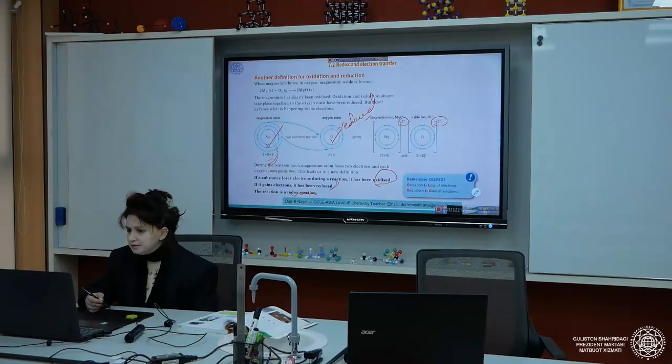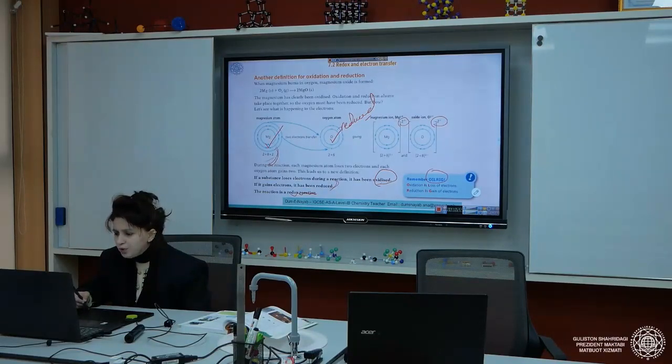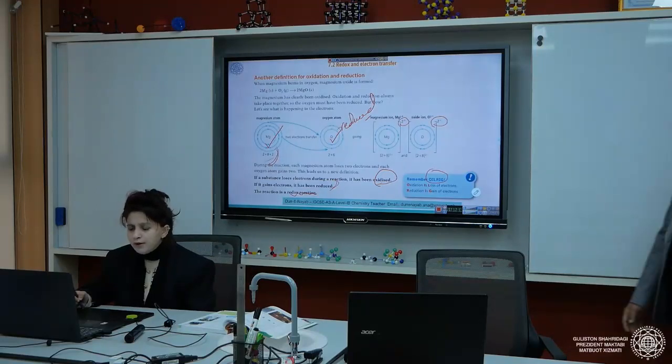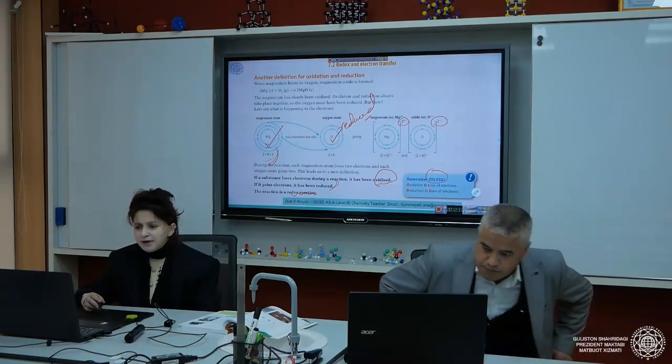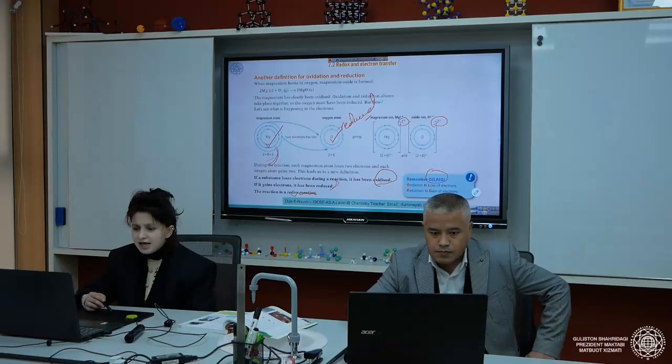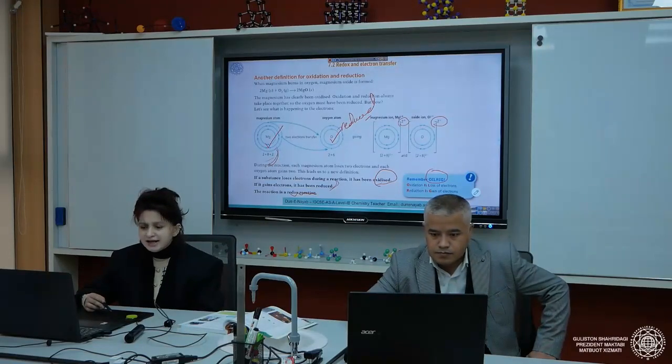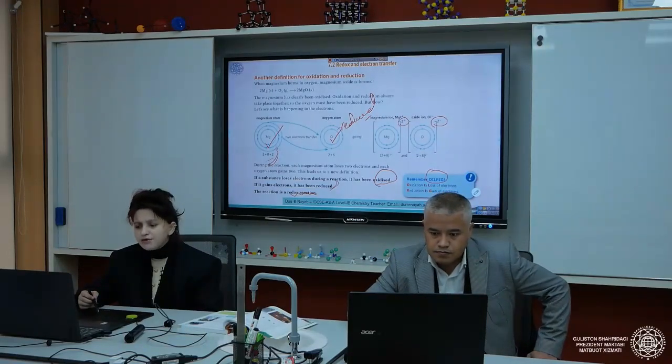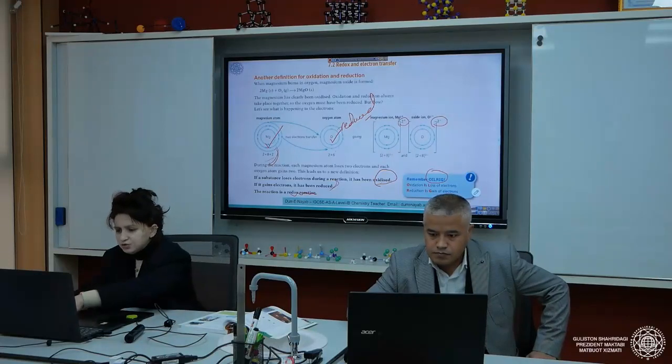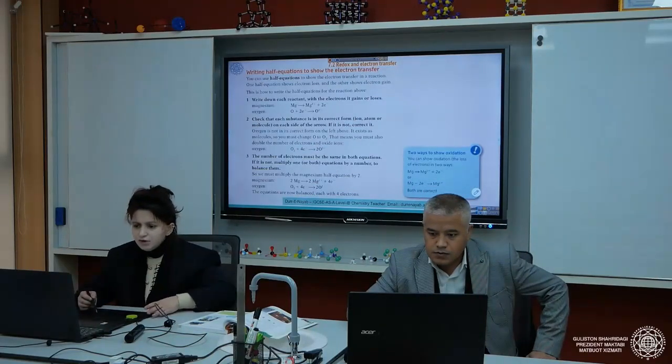Any question here? Okay, we have a point here which is written OIL RIG. You know OIL? Oxidation Is Loss of electrons. You have to remember this. And reduction is what? It's a gain of electrons. So in the formation of magnesium oxide, one of the species is getting oxidized, another is what? Reduced. Let's move to the next slide.